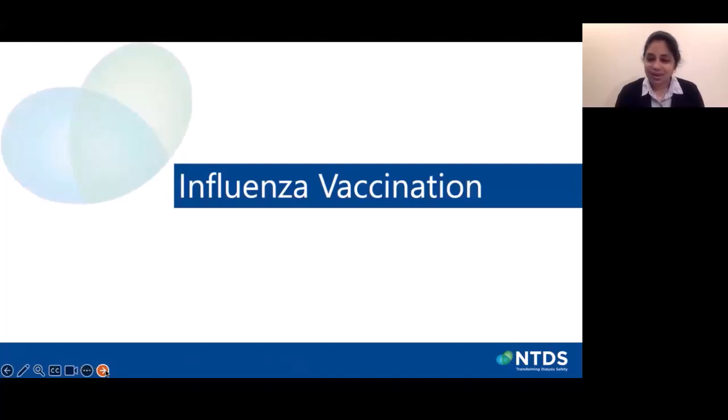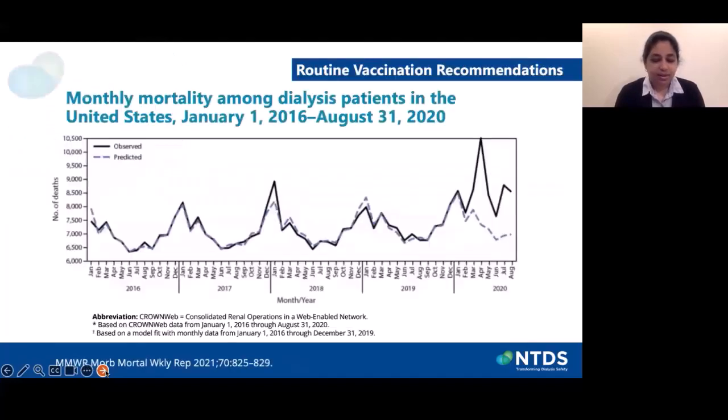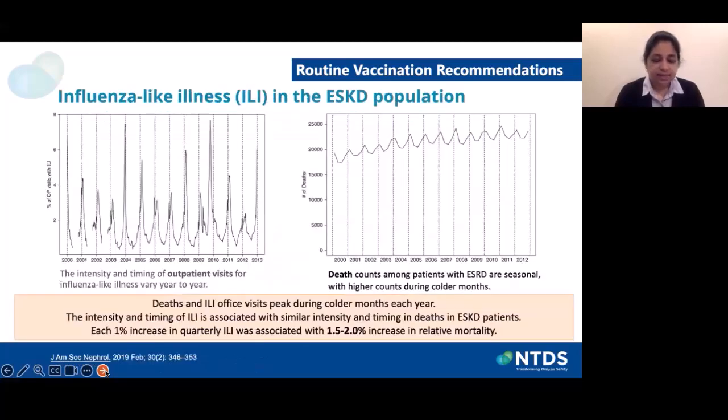First, let's look at influenza vaccination. The graph illustrates a seasonal variation in monthly mortality among dialysis patients over a 5-year period, with the peaks coinciding with the winter months, with the exception of 2020 due to the COVID pandemic. The intensity and timing of influenza-like illness is associated with similar intensity and timing of deaths in end-stage kidney disease patients, with their peaks during colder months each year.